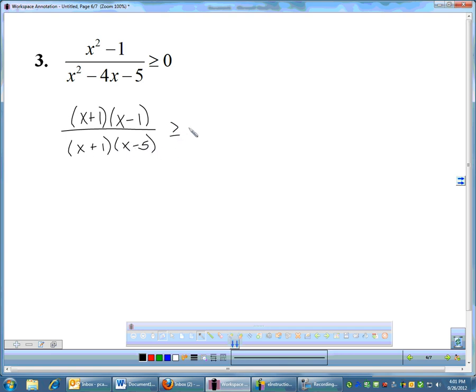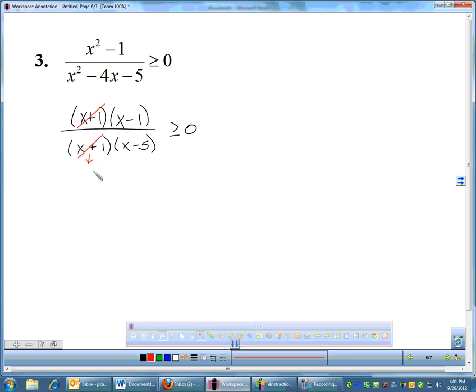And we need things to be greater than or equal to 0. Everything is greater than or equal to 0. Interesting. Okay, sorry. Then we will reduce. We're going to treat this just like we did when we were doing the rational functions earlier. If I cancel x plus 1, what happens if you cancel something?